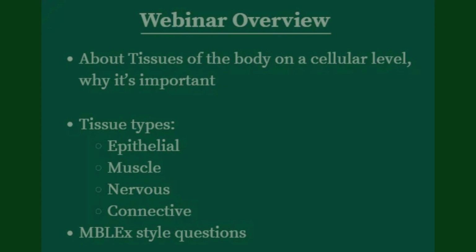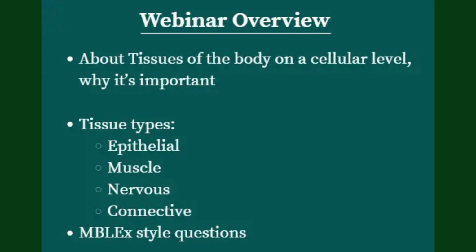So in this webinar, I'm going to be talking about tissues of the body, what you need to know regarding how the cells come together and form tissue. The last video I did was about cells, so we're just going step by step. I'm going to be talking about the tissues of the body on a cellular level and why that's important. We're going to be talking about epithelial, muscle, nervous, and connective tissues.